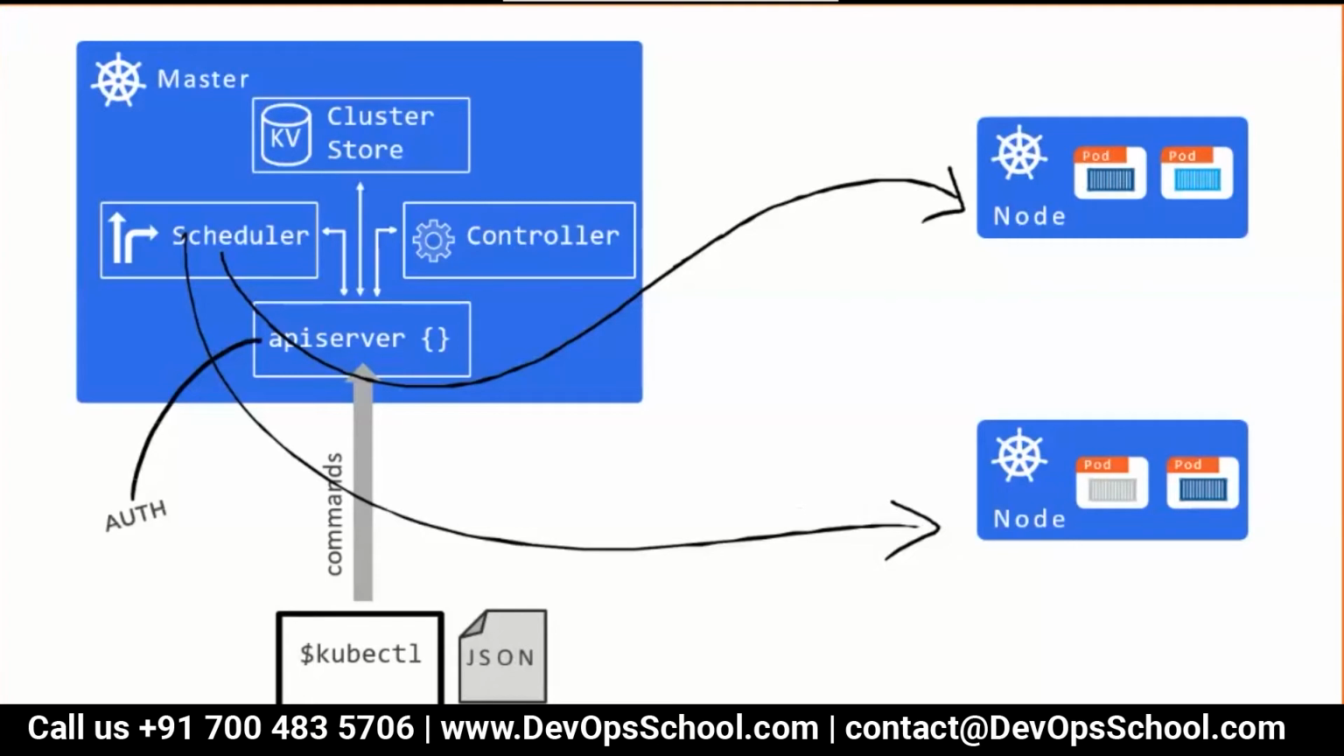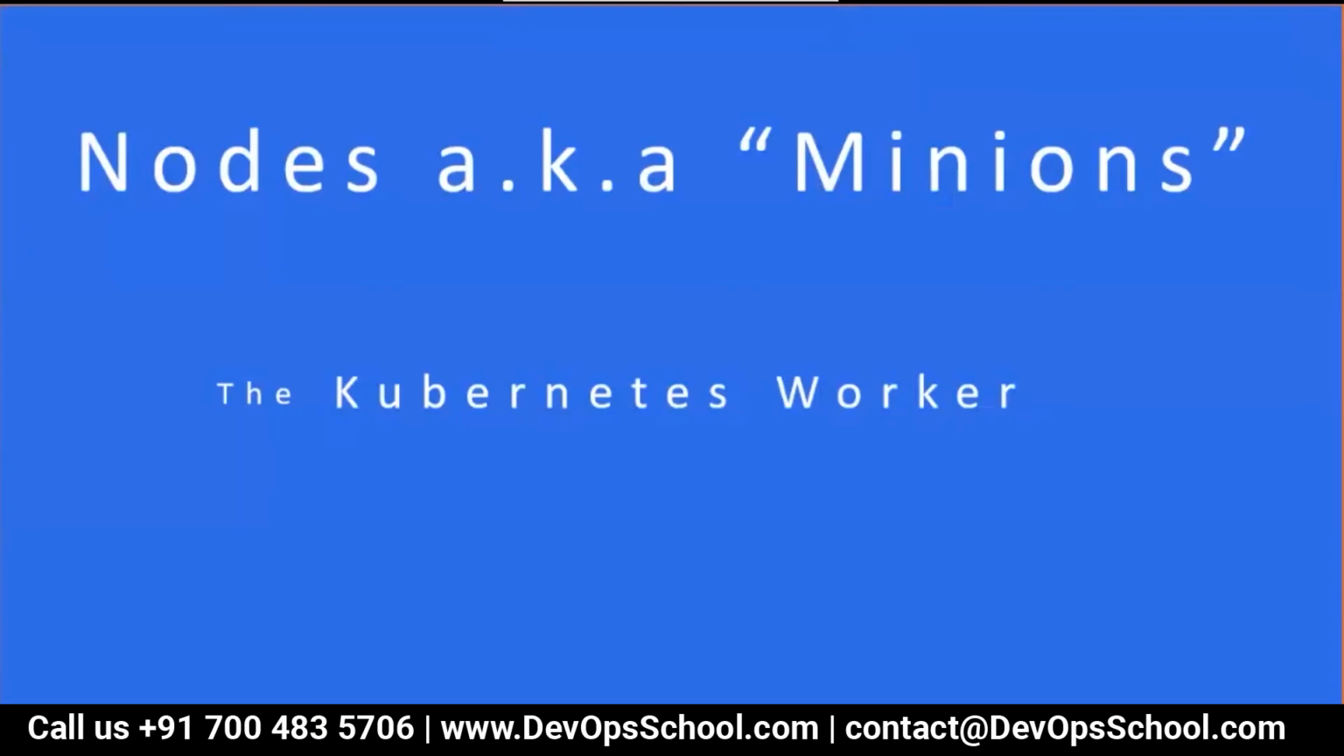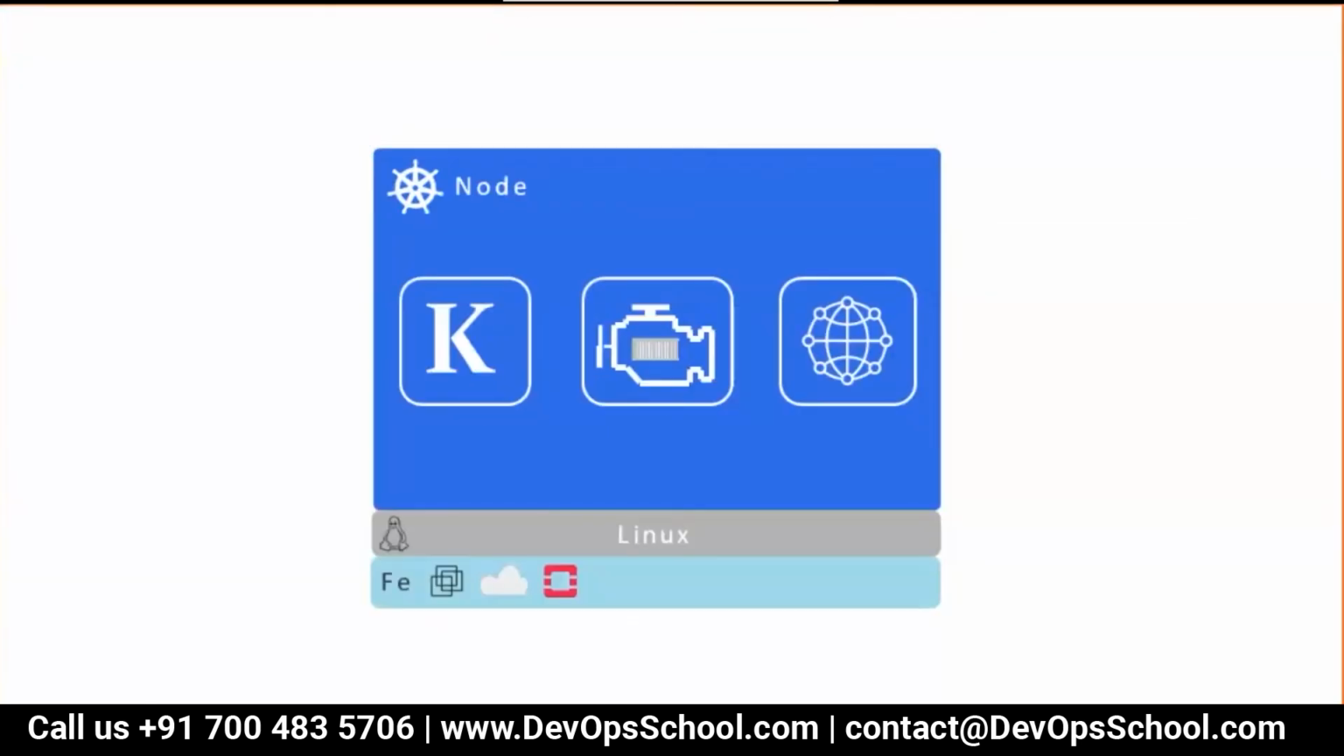And in the last discussion, what we learned is, inside a node you may have multiple pods, and for each pod you may have multiple containers also. So now let's understand this. This is a node, also known as minion, also known as Kubernetes worker. So let's know about this.